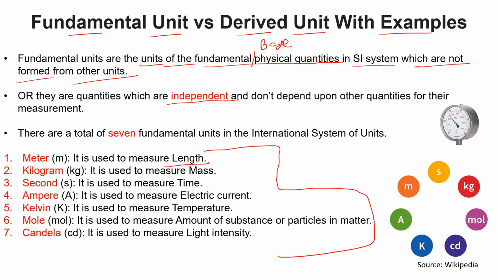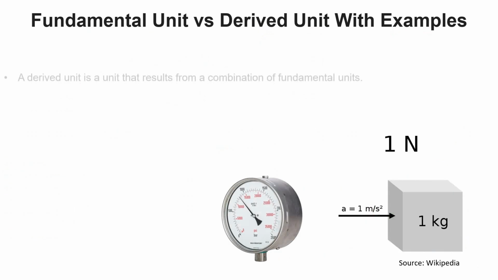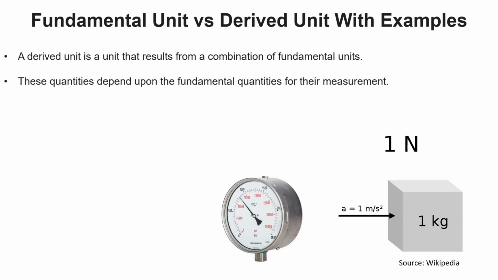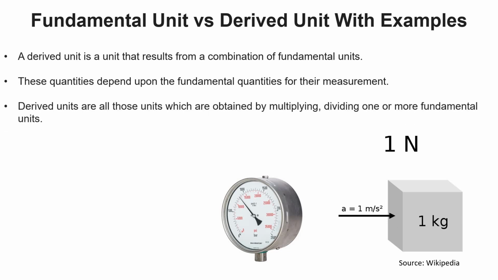Fundamental units are the independent units which are not formed from the other units, right? Now, what are the derived units? Simply, the derived units are those units which are the combination of, or which are formed from, the fundamental units. How could they be formed from the fundamental units? It could be formed from a combination, for example from multiplication or division.